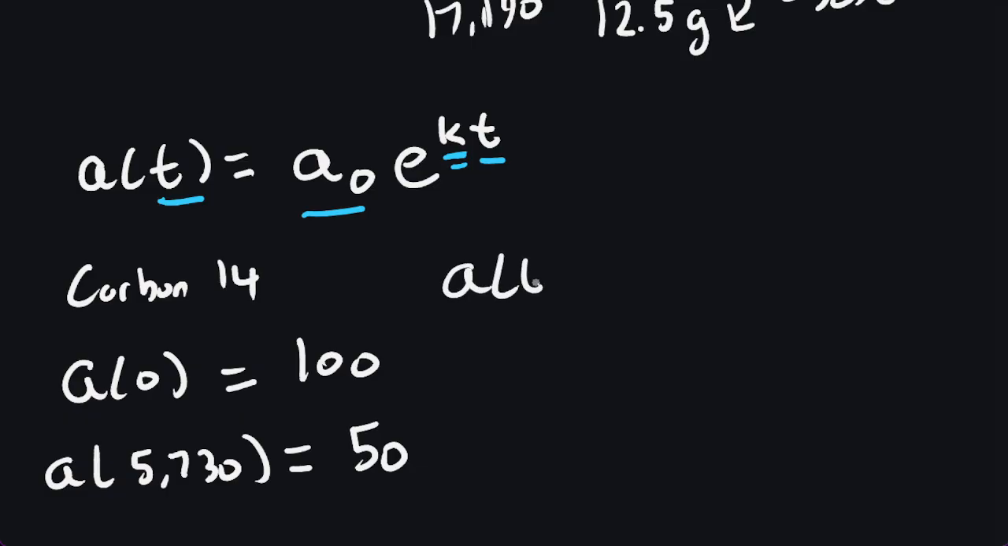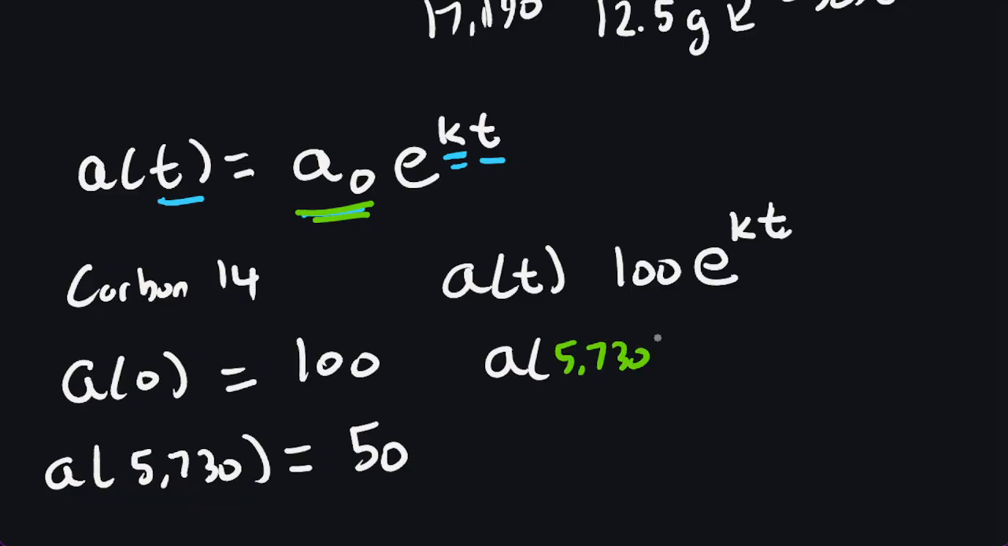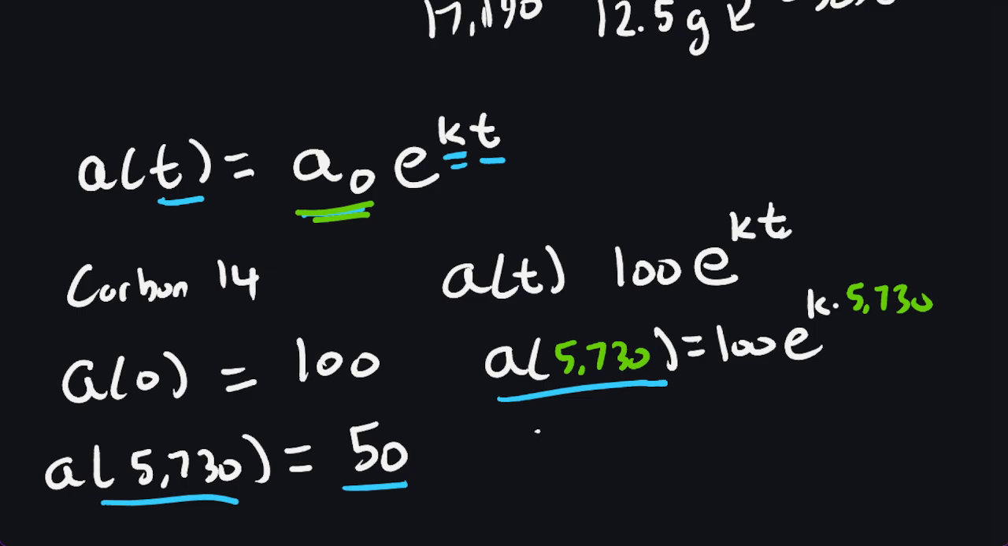So A(t) equals, what's A_0? What is the initial amount that we start with? Well, that is just 100 grams. So 100 times e^(kt). And let's find A(5,730). A(5,730) equals 100 times e^(k times 5,730). But we said that A(5,730) was 50 grams. So we're going to substitute A(5,730) with 50. So 50 equals 100 times e^(5,730k).